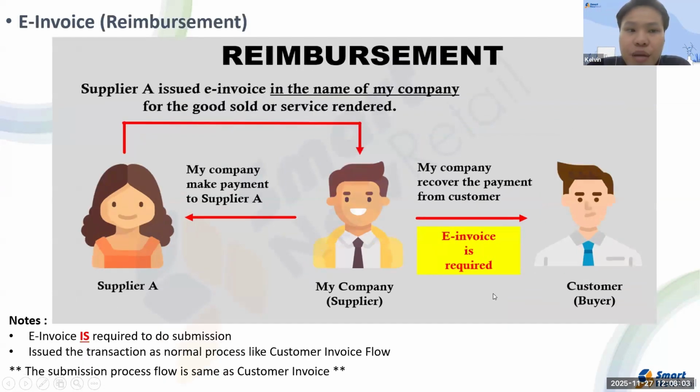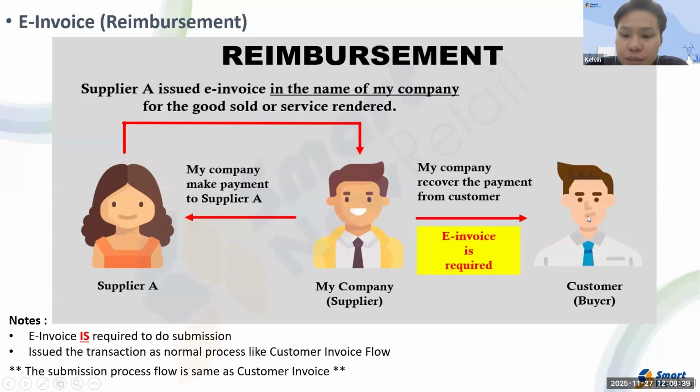Where reimbursement is, my company makes a payment to the hotel, then the hotel issues an e-invoice under my company name. Okay, so because the hotel bills the e-invoice to my company name, right? I need to issue an e-invoice back to my customer to charge back the customer.